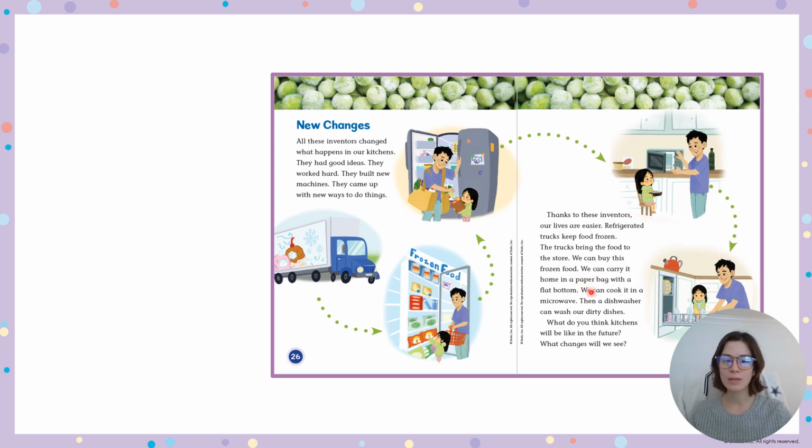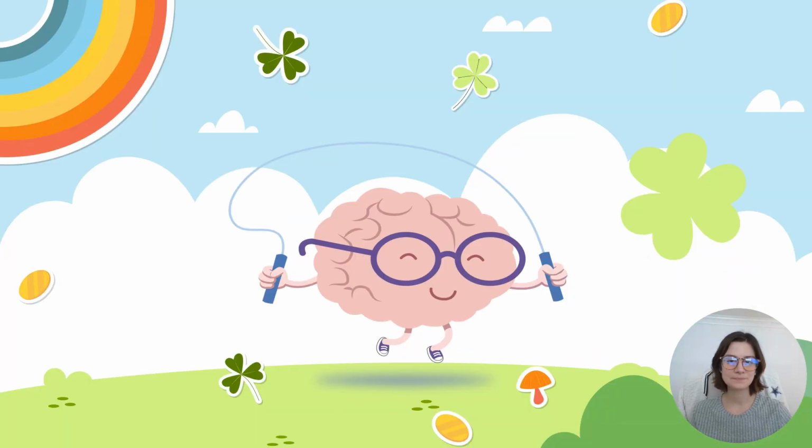We can carry it home in a paper bag with a flat bottom. We can cook it in a microwave. Then a dishwasher can wash our dirty dishes. What do you think kitchens will be like in the future? What changes will we see?